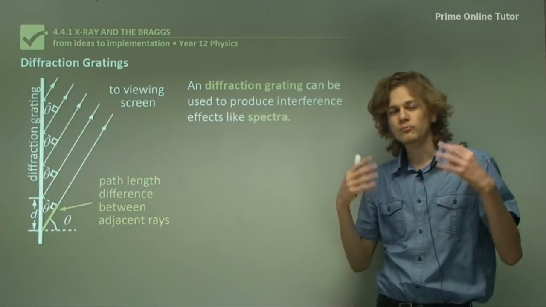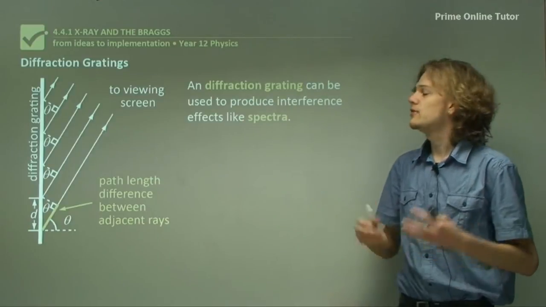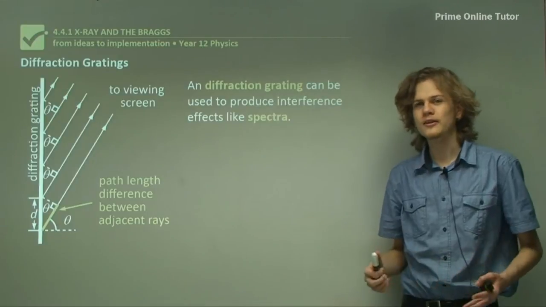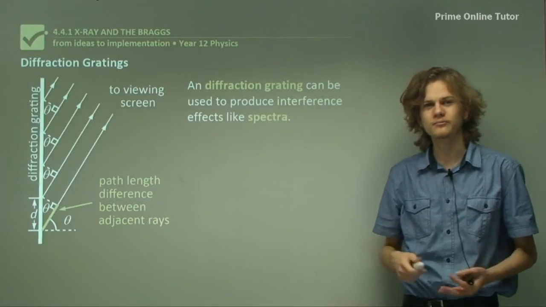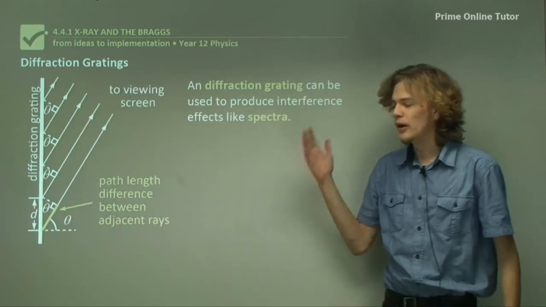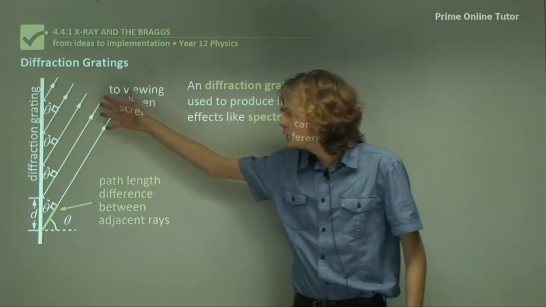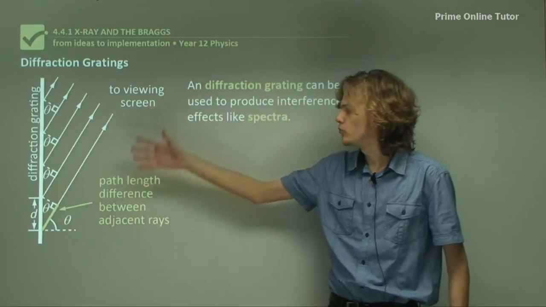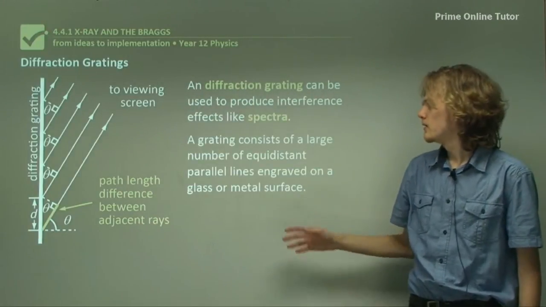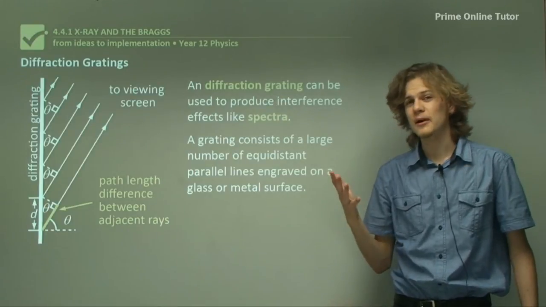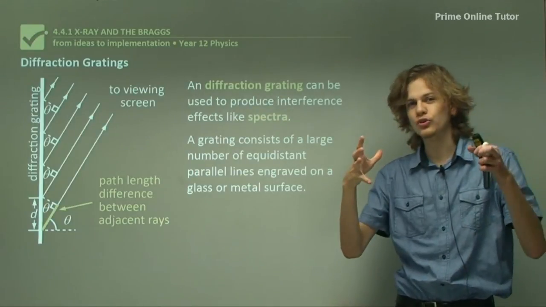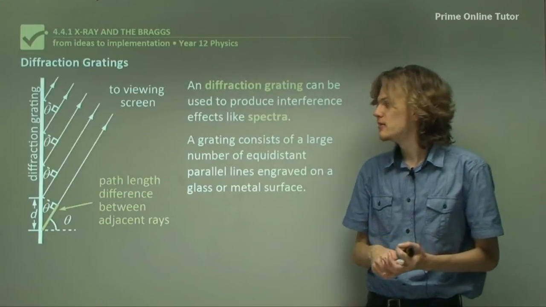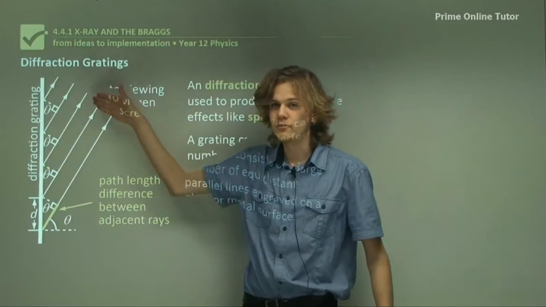So one application of this is a diffraction grating. And we can see a diagram of a diffraction grating over here. A diffraction grating can be used to produce spectra and other diffraction effects. The way that it works is that we have a number of light beams going through the grating or being reflected from the grating, and all going in the same direction. A grating consists of a large number of equidistant parallel lines etched onto a surface, which means that light will be reflected from each one of those etched lines. That's why we have these parallel lines coming off it.